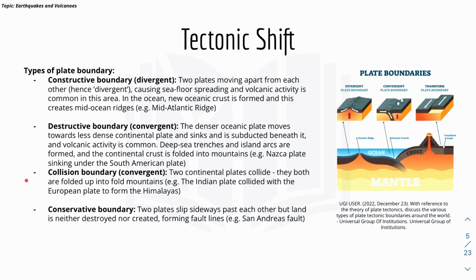And then we have these two convergent plate boundaries. It could either be a destructive boundary or a collision boundary, depending on what plates are moving or sliding against each other. So starting with destructive boundary, it's when a dense oceanic plate moves towards a less dense continental plate and sinks, and it is subducted beneath it.